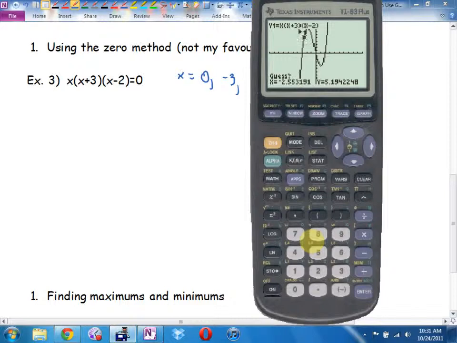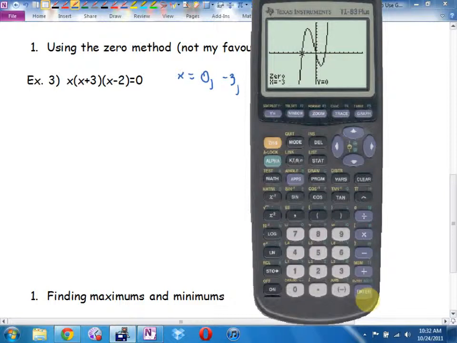Then it wants me to make a guess. You know what? Just hit enter, because it puts a guess in there anyways, and it's a good guess. So if you hit enter, it'll find this first root. There it is, negative 3.